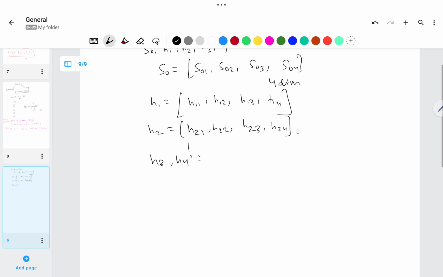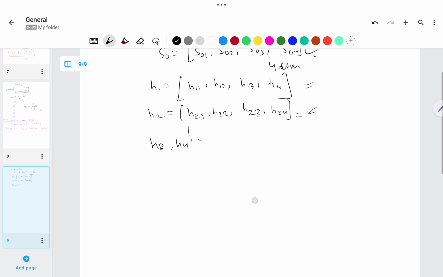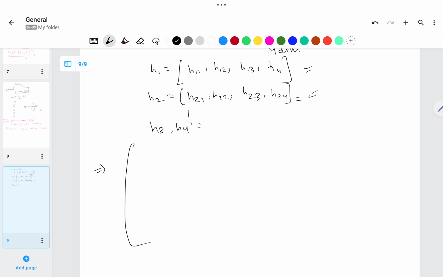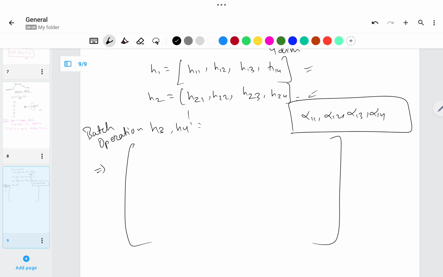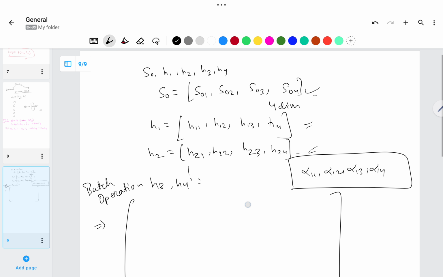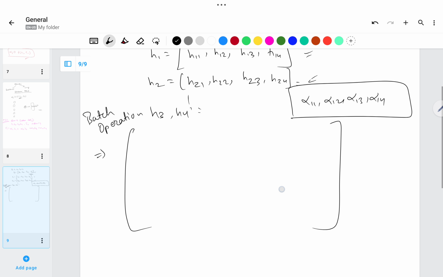So all the hidden states will be expressed as vectors of dimension 4 and then we concatenate them. We want to get alpha 11, alpha 12, alpha 13, alpha 14 parallelly. We want to execute this as a batch operation. Together we want to get all these 4 values, so parallel processing will happen. So we take all these vectors in the same matrix. We concatenate them together.